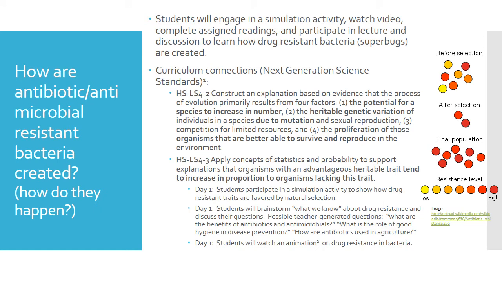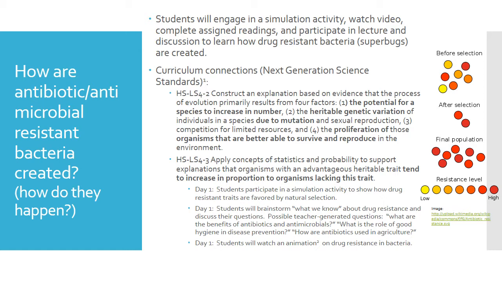That could be in their personal lives or as agents of change with respect to government or the scientific community. The first question to address is, how are antibiotic or antimicrobial resistant bacteria created? That is, how do they happen biologically? To address this question, the students will engage in a simulation activity, watch a video, complete assigned readings, and participate in lecture and discussion to learn how drug-resistant bacteria are created.